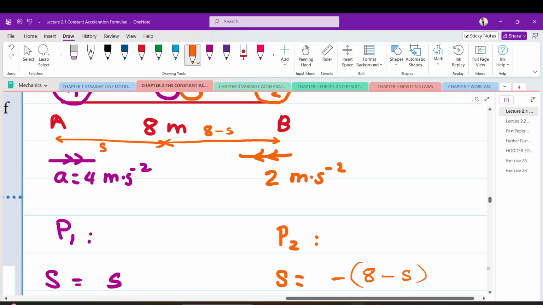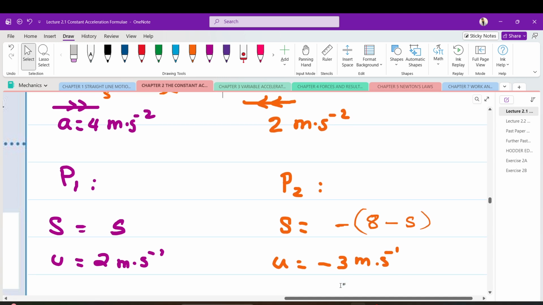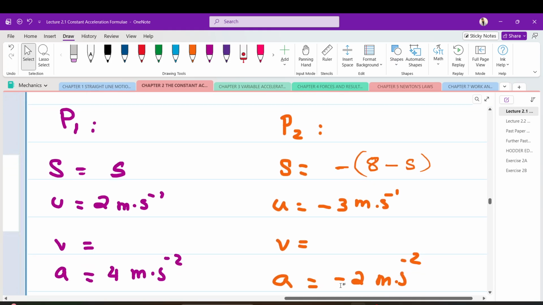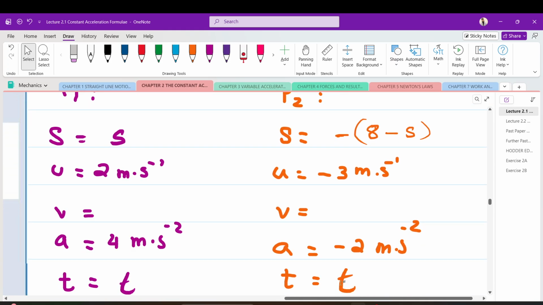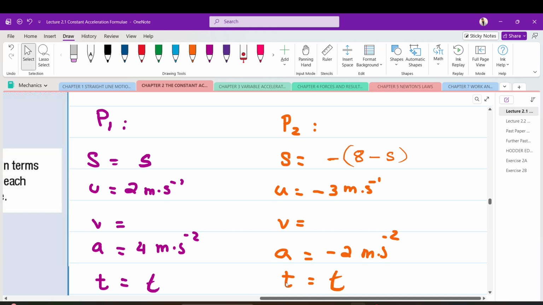Similarly, the initial velocity will be minus 3 meters per second, because of the direction. V, we don't know. A will be minus 2 meters per second squared, and T will be just T. Now, definitely T is a scalar quantity, so it's going to be exactly the same. For time, we don't really care about the direction in which the particle is moving.